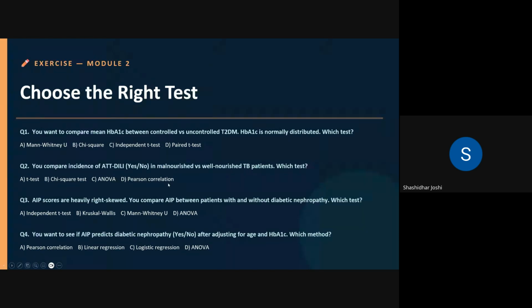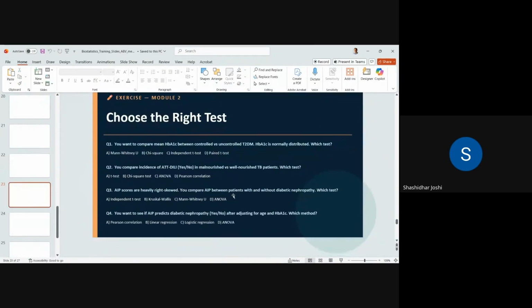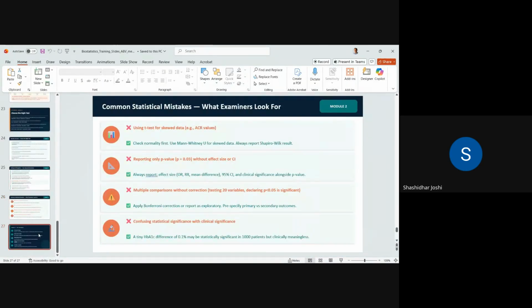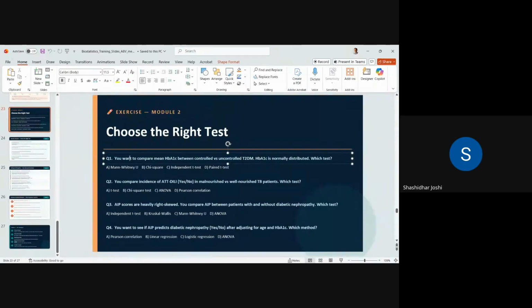So this is a kind of exercise I thought. I don't know whether I can copy paste this. Let me see. No, it's okay. I think you can project and they can write the answers in the chat box. All right, okay. Yeah, you can project. Let them answer in the chat box. Okay.